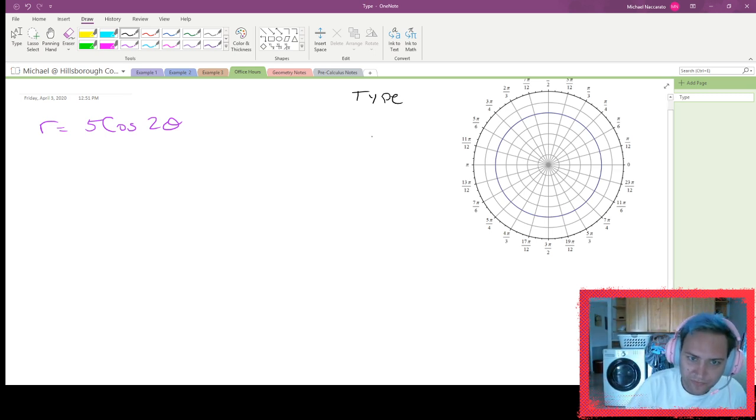Okay, type, symmetry, max R, and my zeros.